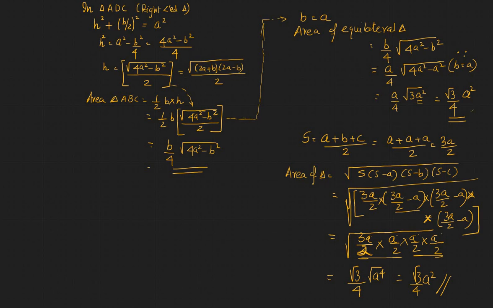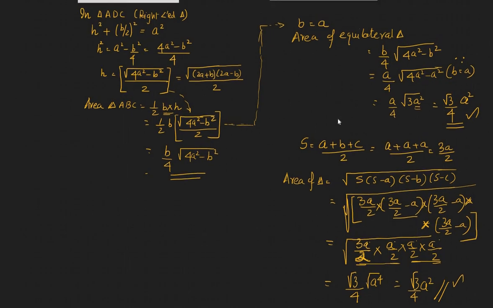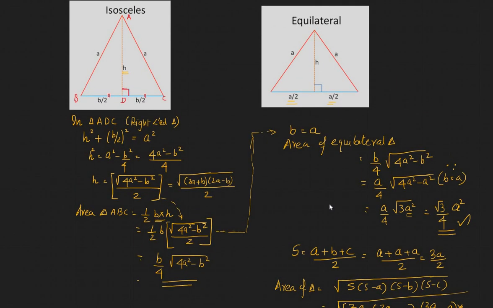We found it using Heron's formula, and we also found it as an extension of your isosceles triangle, using your half b h equation from where we started, right? So you can use either of the approaches, and it'll lead you to the same answer. So here's a summary. Equilateral triangle area would be root 3 by 4 a squared, and for the isosceles triangle, it would be b by 4, where b is the side which is not equal, into the square root of 4a squared minus b squared.